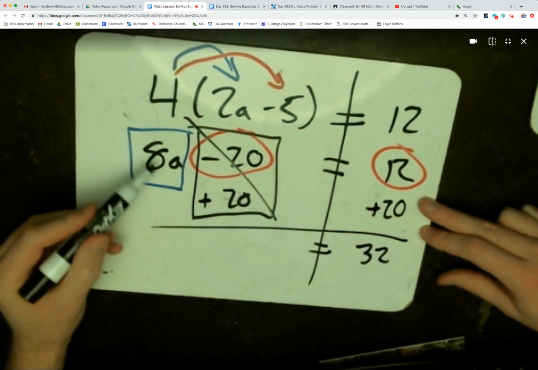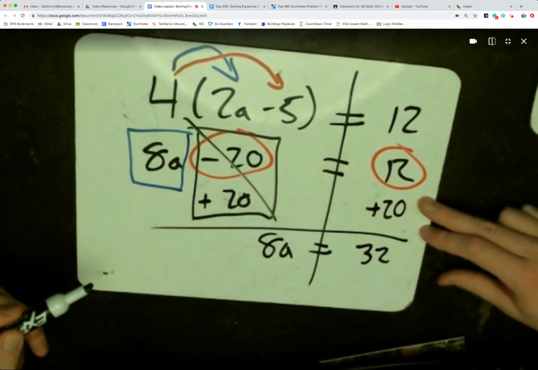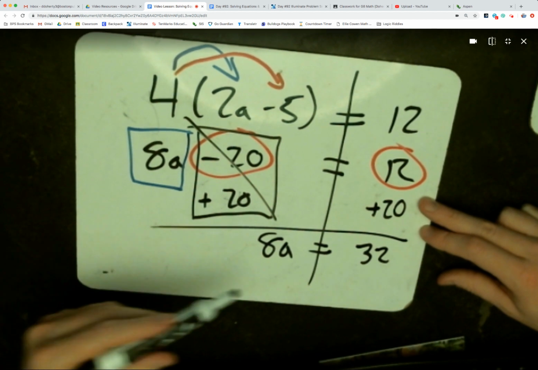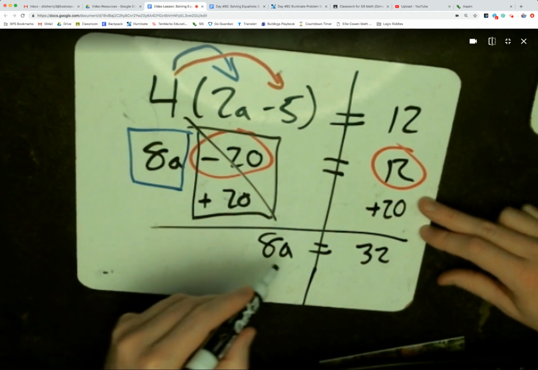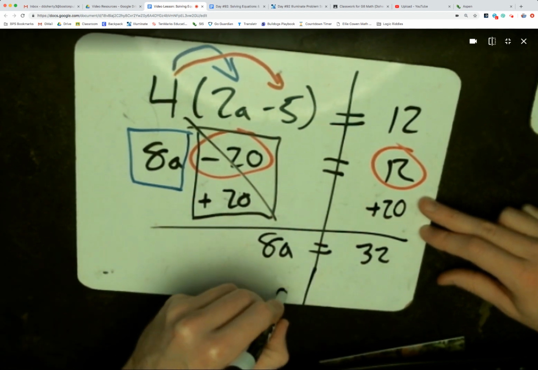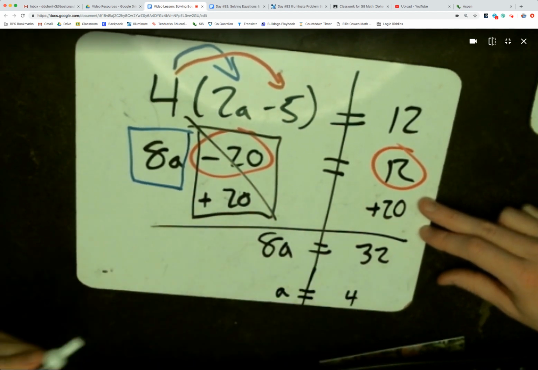32 is now equal to 8a. The inverse operation of multiplying by 8, you might solve this by inspection. Probably a great one to solve by inspection. What number times 8 makes 32? Most of you should know that's 4.